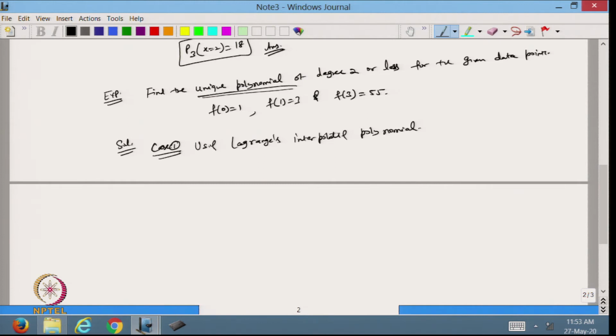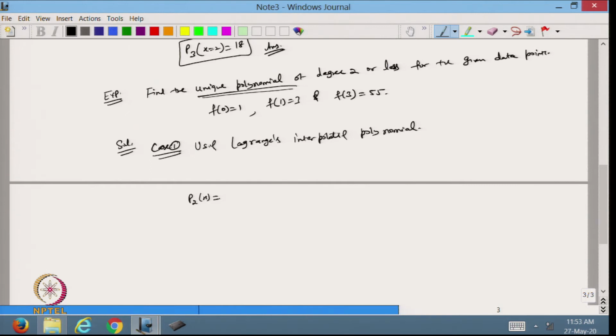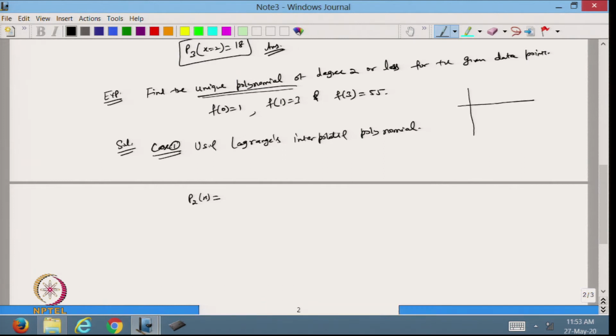So, I have 3 points that are given to me. In this case it is the quadratic. Now, I can write the point x and f at x. So, it is 0, 1 and 3. Note the spacing is non-equal. Here the spacing is 1, here it is 2. The values given are 1, 3 and 55. So, 0, 1, 3 and 1, 3, 55. So, that is given to me.